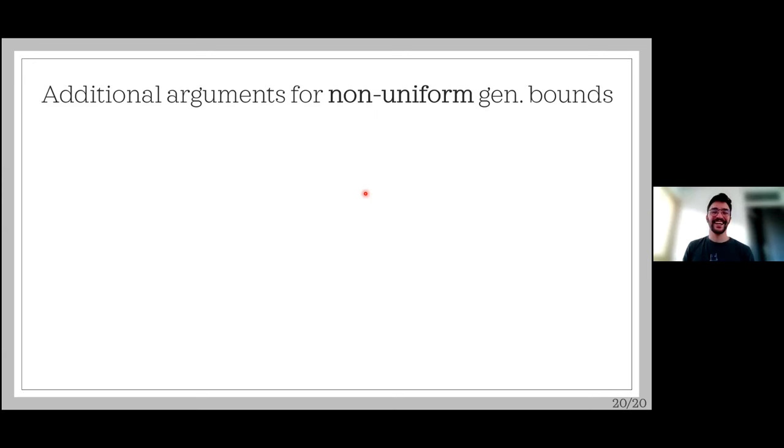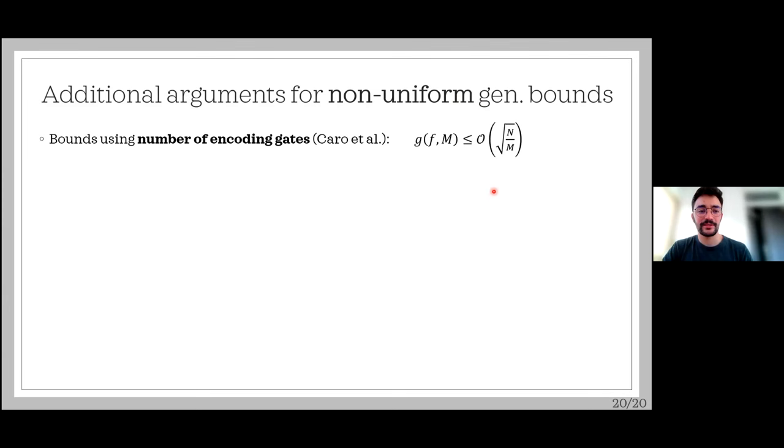Yeah, so I just want to add some additional arguments for why non-uniform generalization bounds may be interesting. And the way I do it is I show you how our mappings and our tricks can make the bounds very loose. Let's take, for instance, the generalization bound that uses the number of encoding gates, which we call big N here, to upper bound the generalization performance of your circuit. Well, imagine that you have one gate in your circuit that encodes the data with an RZ rotation, okay?